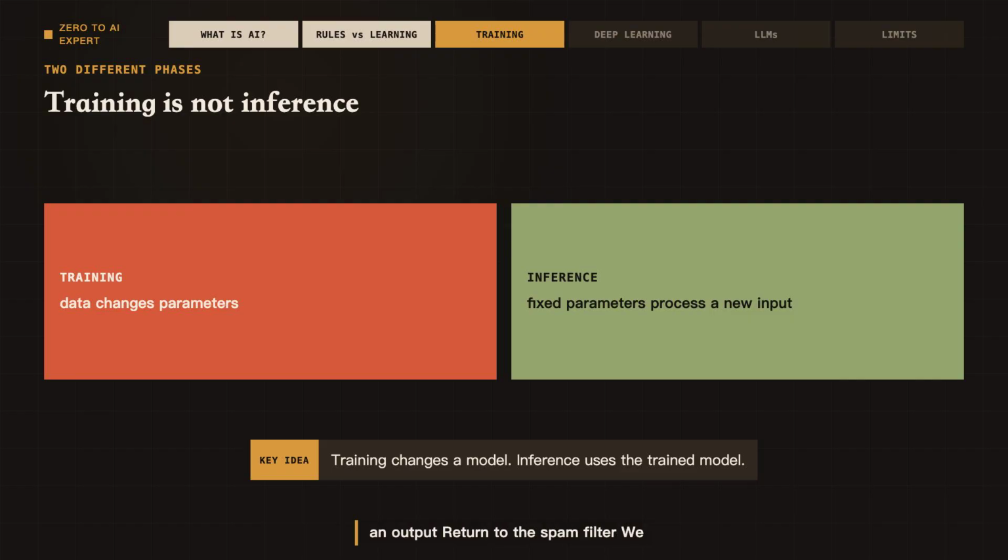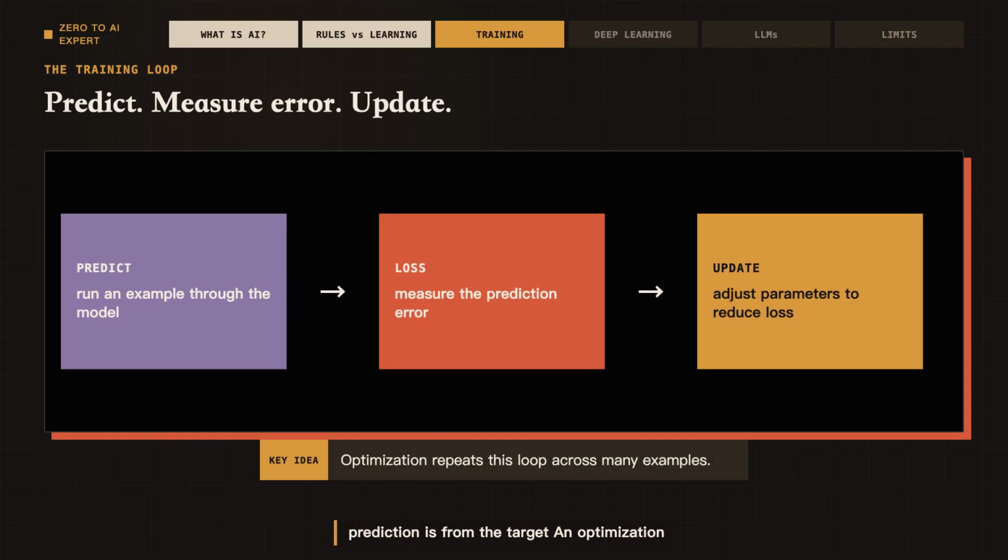Return to the spam filter. We give the training program an email and its correct label. The current model produces a prediction. A loss function measures how far that prediction is from the target. An optimization method adjusts the model's parameters so that future predictions can have a lower loss.